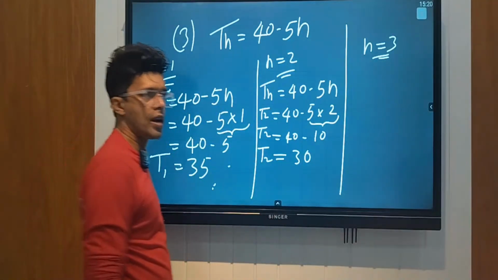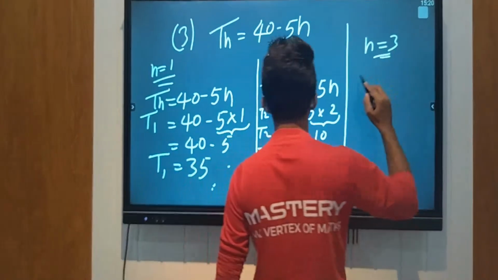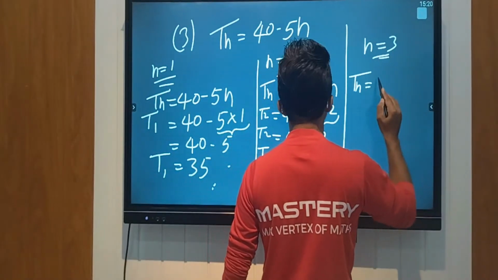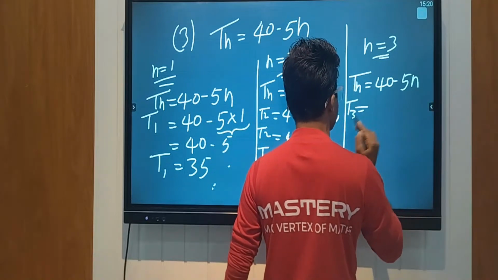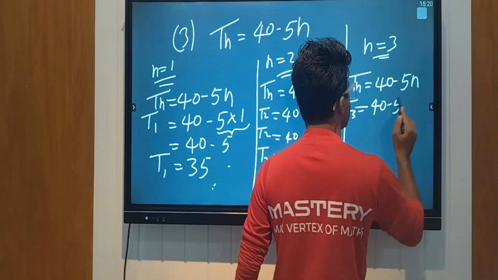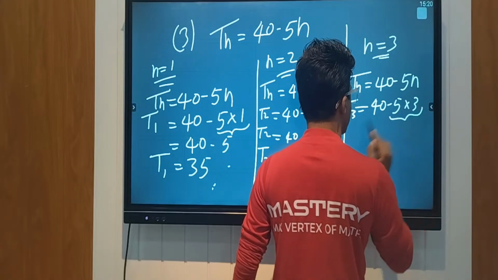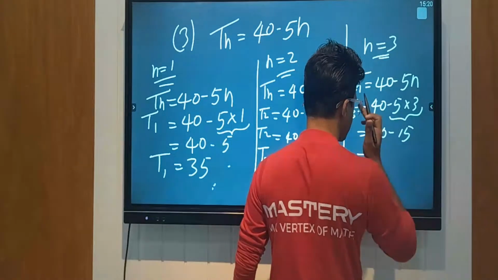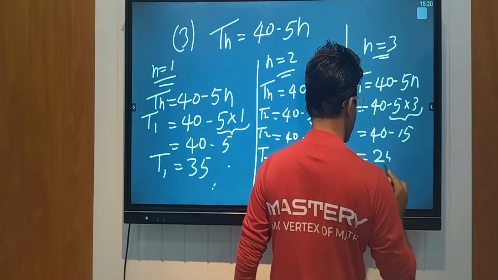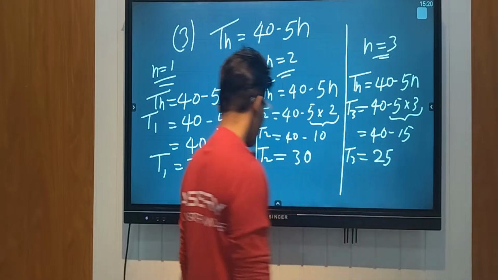Let's calculate the third term as well. Tn equals 40 minus 5n. With n equals 3, we get 40 minus 5 times 3. 5 times 3 is 15, and 40 minus 15 is 25. So the third term is 25.